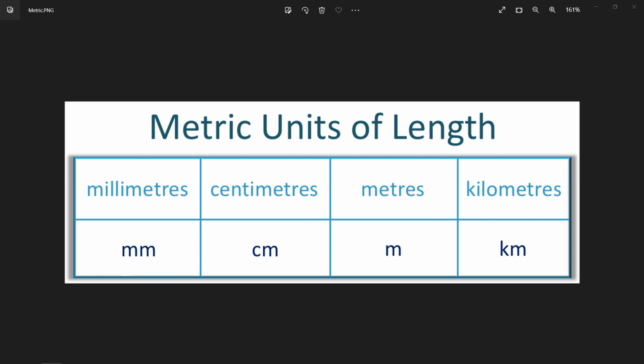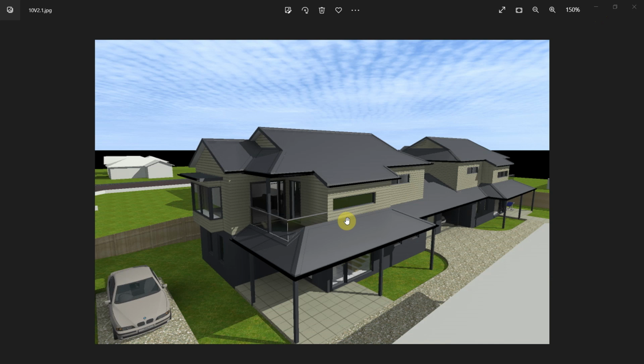What metric units do you draw in for your projects? Is it millimeters? Is it centimeters? Is it meters? Or is it kilometers? These are the smallest ones and these are the biggest ones. Well, let's look at a case study of an actual project.